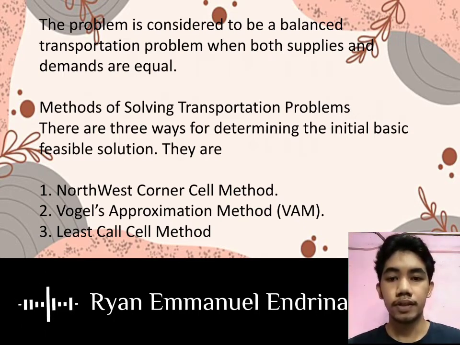Methods on solving transportation problems. There are 3 ways or methods for determining the initial solutions of the problems. Number 1, Northwest Corner Method. Number 2, Vogel's Approximation Method or VAM. And number 3 is Least Cost Cell Method.